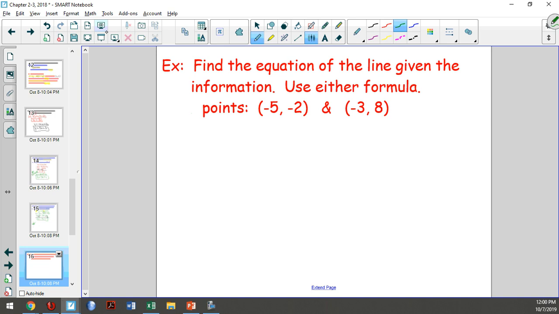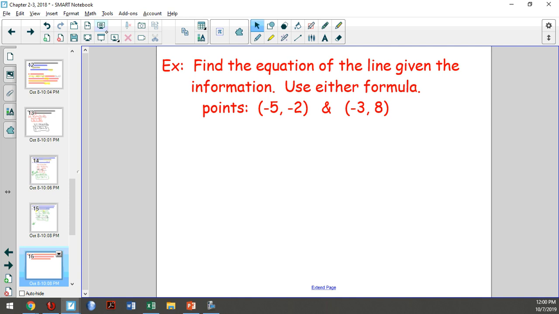How is this problem different than the last one? I gave you 2 points. What makes a line? 2 points make a line, but what else? What do I have to find the equation of a line? A slope and a point. I don't have a slope right now. What I have are 2 points. Can I find the slope?